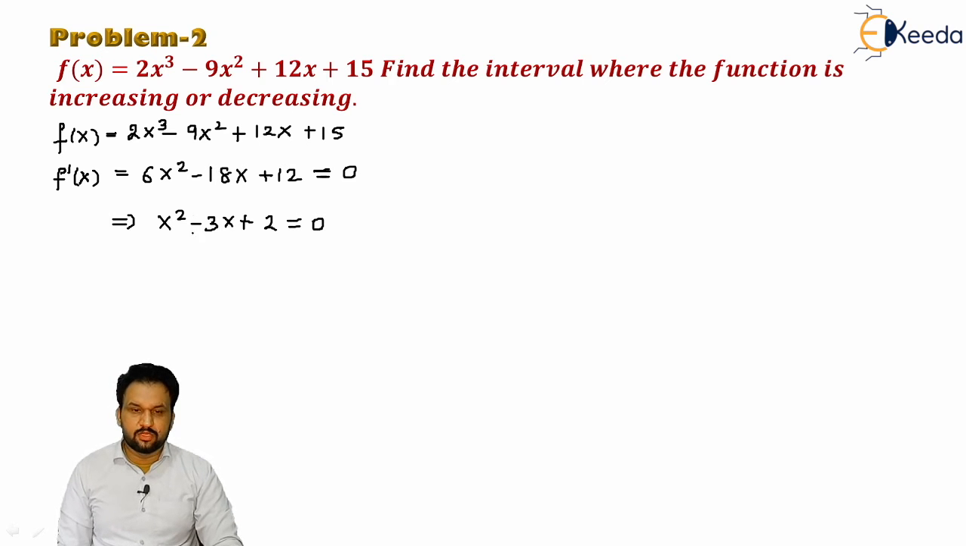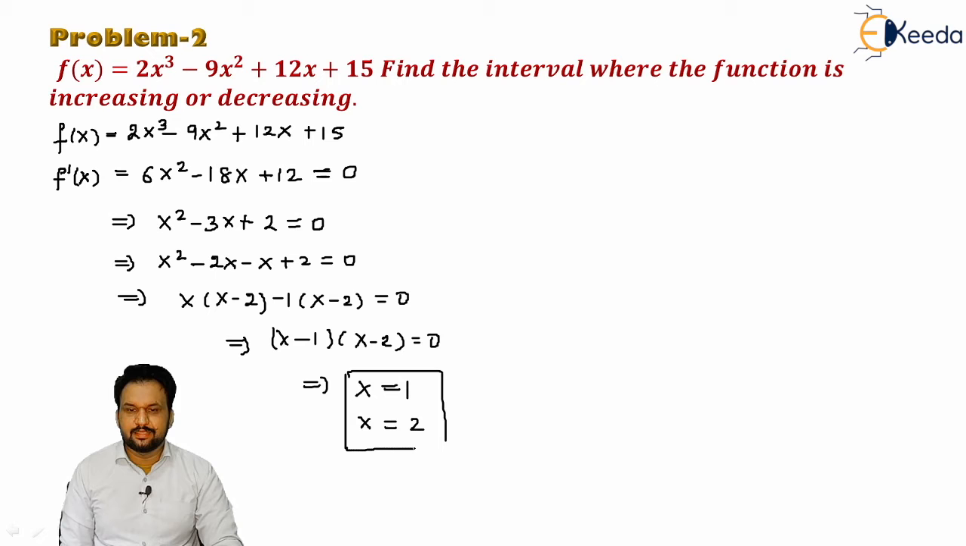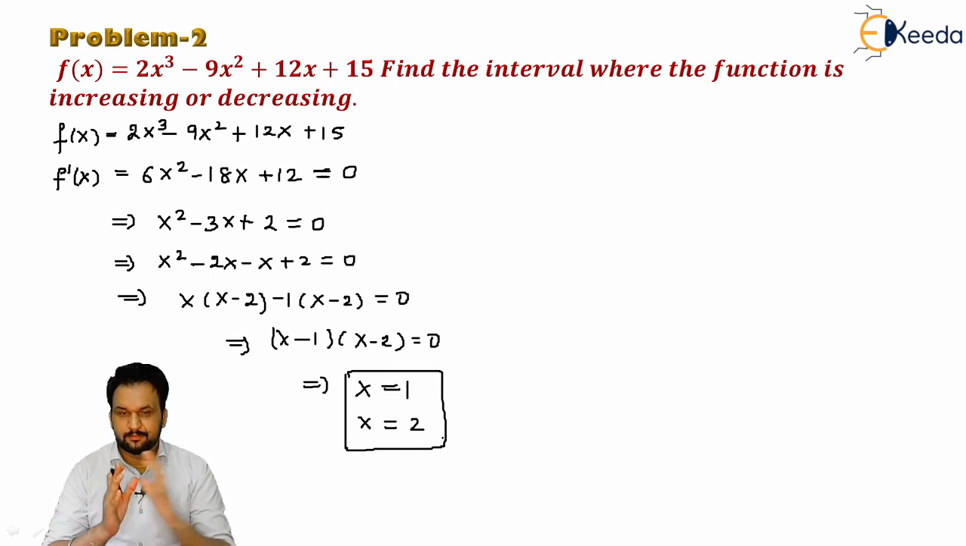Now I can easily solve this equation with the help of factorization. So it gives x square minus 2x minus x plus 2 equal to 0. Taking x common and minus 1 common, we get x(x minus 2) minus 1(x minus 2) equal to 0. So it becomes (x minus 1)(x minus 2) equal to 0, and by this equation we got x equal to 1 and x equal to 2. So, my dear friends, there are two values of x we got.